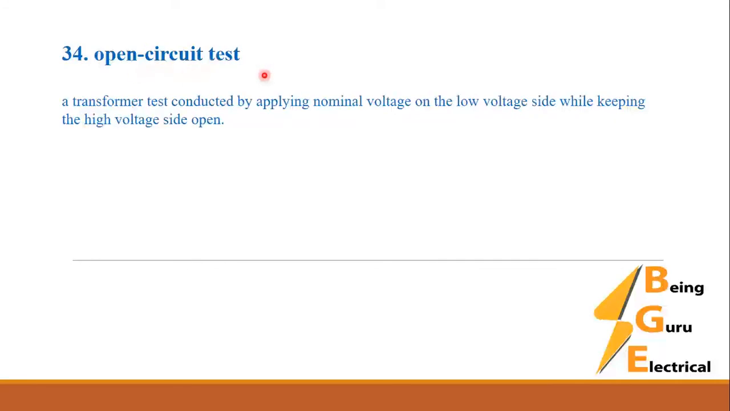So what is open circuit test? Let's consider a transformer. A transformer test conducted by applying nominal voltage on the low voltage side while keeping the high voltage side open. So what we do in the open circuit test, if we take the transformer example, we apply the nominal voltage on the secondary side or the low voltage side and keep the high voltage side open. By this we measure the no load losses of the power transformer.